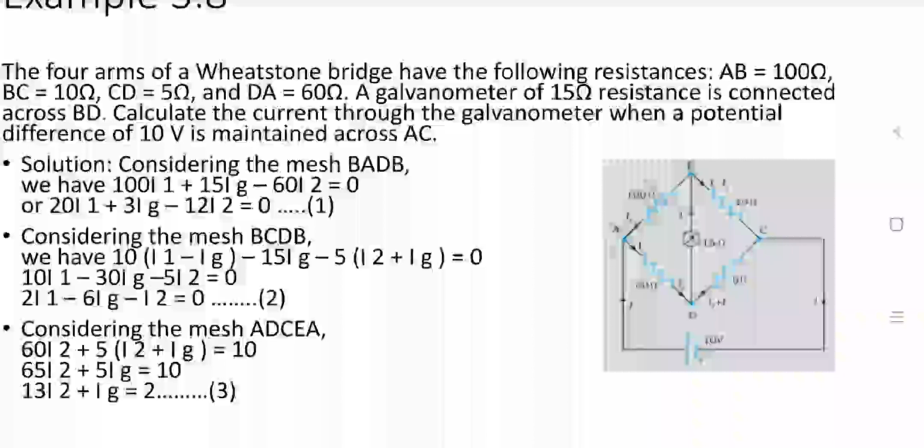Now apply the loop rule into another loop ADCEA, that is by including the 10 volt cell value. So here my equation becomes 10 cell potential equal to 60 I2 plus 5 I2 plus Ig, and the resultant equation is 13 I2 plus Ig equal to 2. Now we have 3 equations, 3 unknowns. Try to solve it and get the value of Ig.